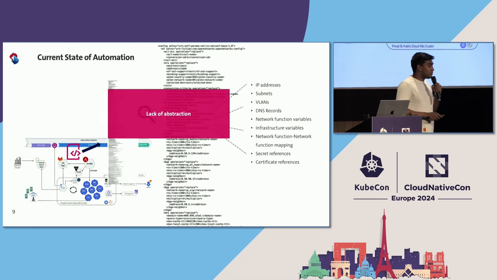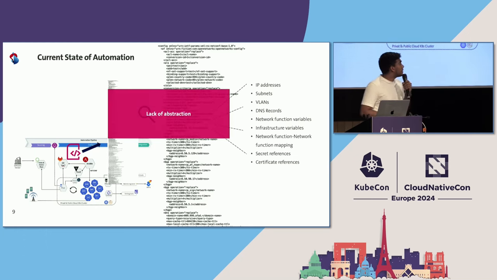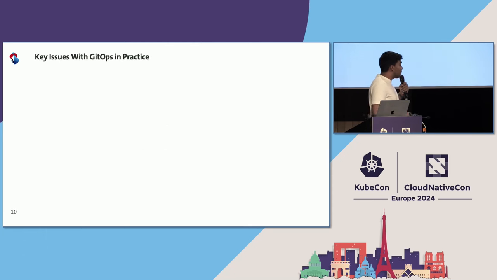And most importantly, it's also lacking the abstraction part of it, right? So with this, it's quite complex for us to scale our 5G core to many sites. So with that, in our implementation, we have identified some key issues.